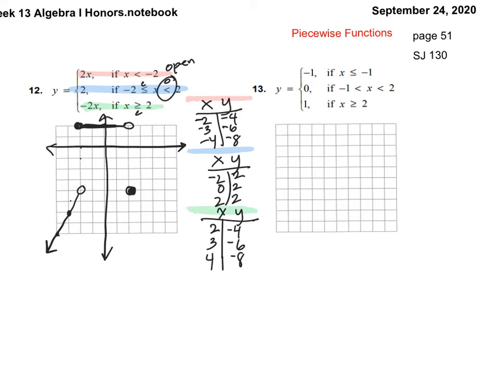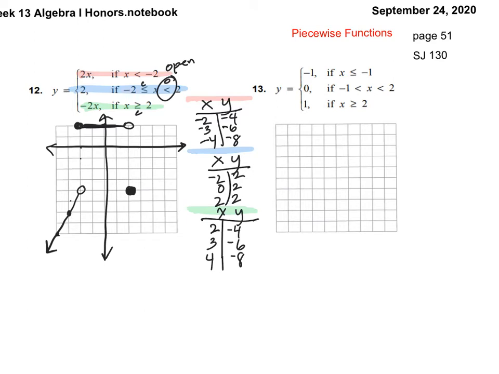And how did I know that I was wrong? I knew I was wrong because when you put a closed circle here, if you have a closed circle right above it, that can't be correct. It can't be a function. And this is a piecewise function. So I knew I had done something wrong because I had two closed circles that would fail the vertical line test.